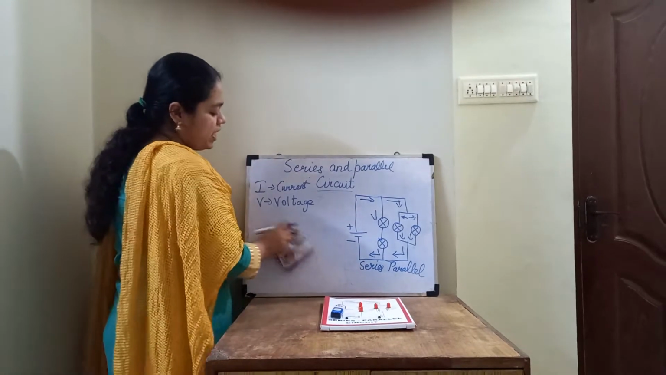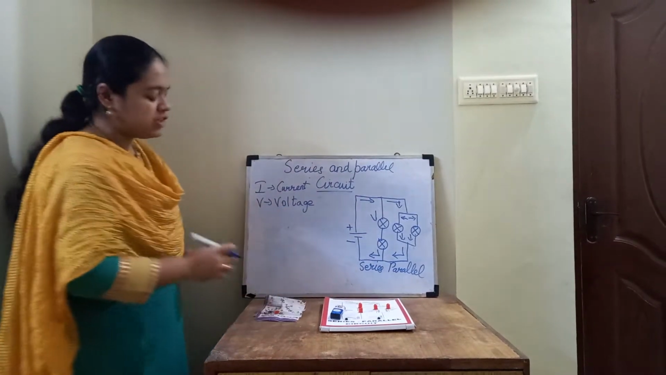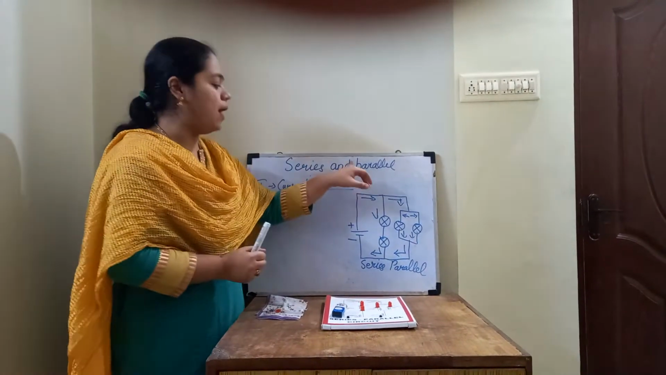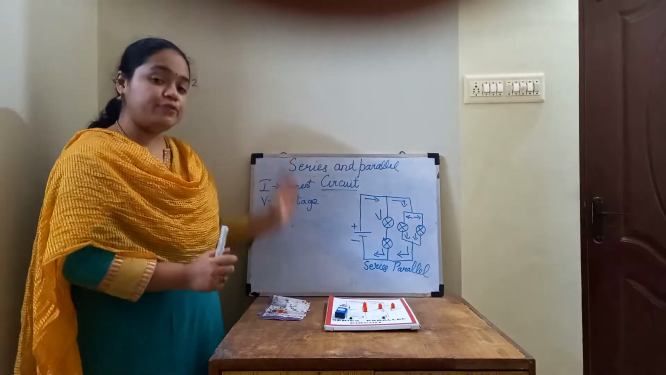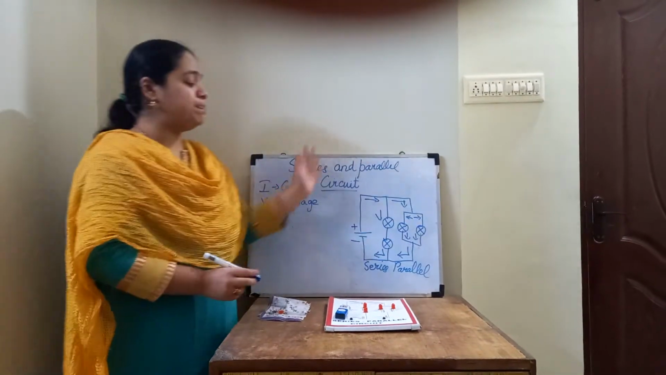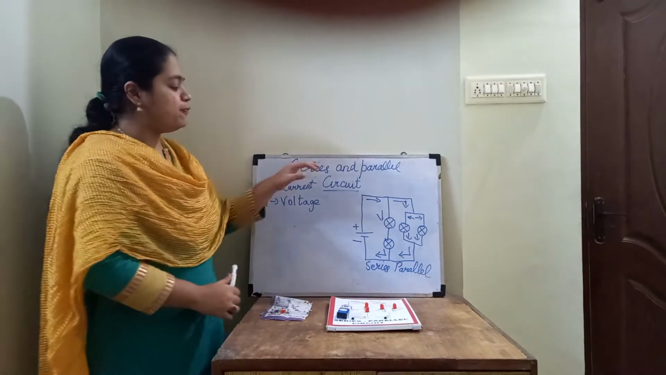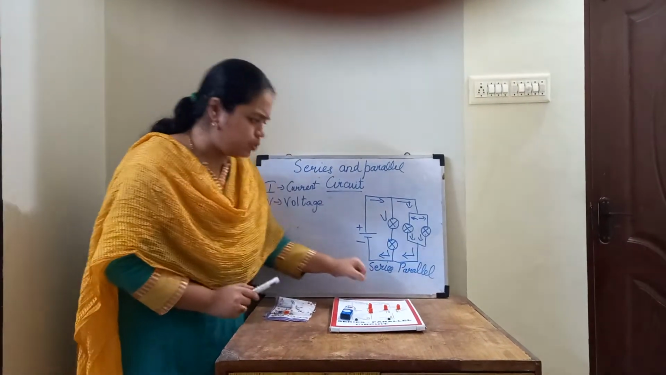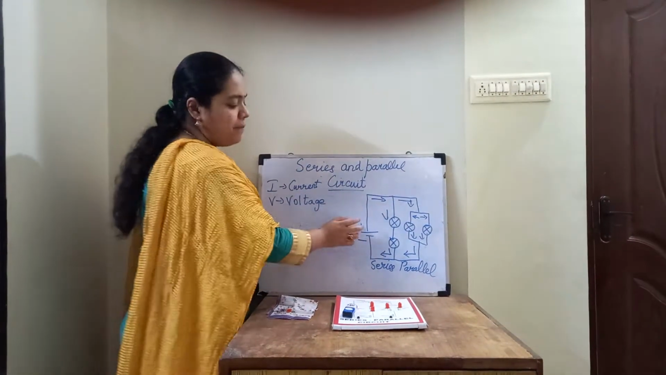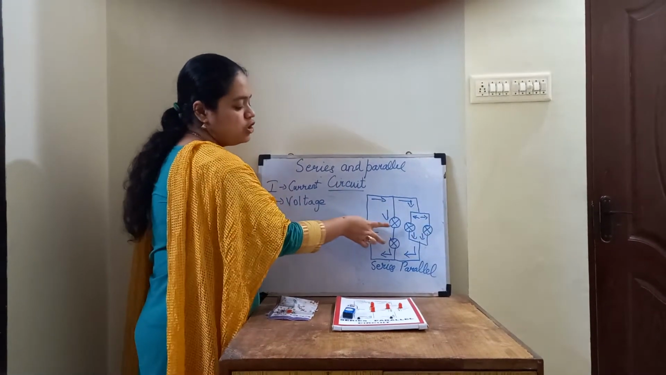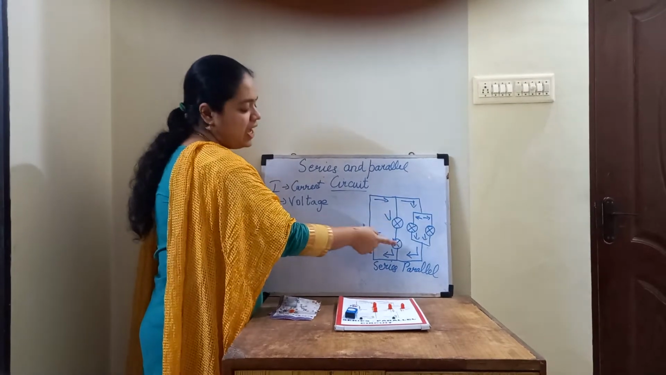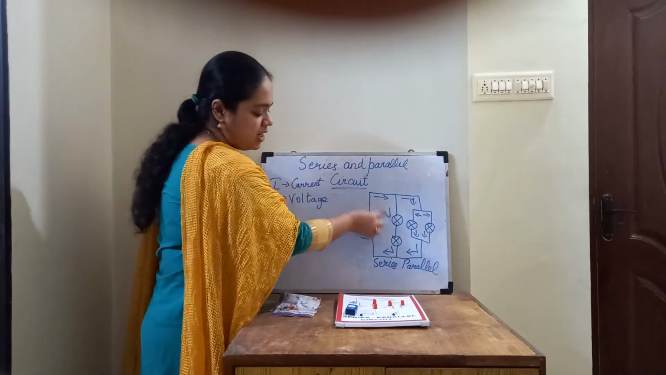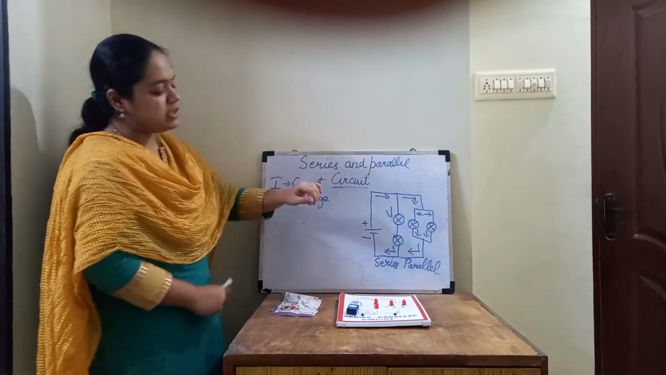So now we are going to see what is a series circuit and a parallel circuit and the difference between the series and the parallel circuit. So first we'll move on to the series circuit. A series circuit is when a battery is connected to the bulbs in a series way. That means in a line, it's called a series circuit.